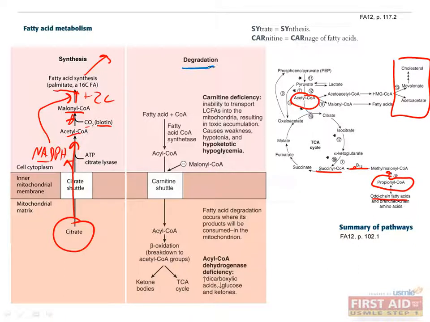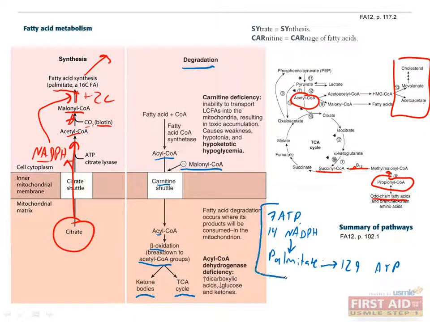Fatty acid degradation, also called beta-oxidation, occurs in the mitochondria, since this is where its products will be used. Acyl coenzyme A is transported into the mitochondria using the carnitine shuttle, which is inhibited by malonyl coenzyme A. The fatty acid chains are broken at the bond between the alpha and the beta carbon, which is why this is called beta-oxidation. This results in acetyl coenzyme A molecules, which can then enter the TCA cycle or be used more directly for energy by being used to make ketone bodies.